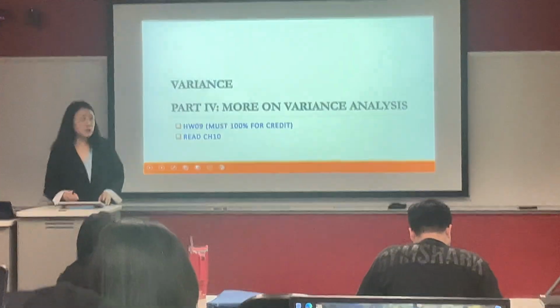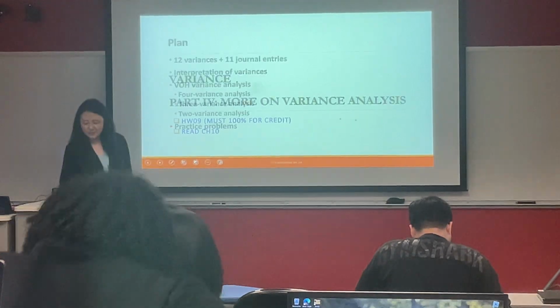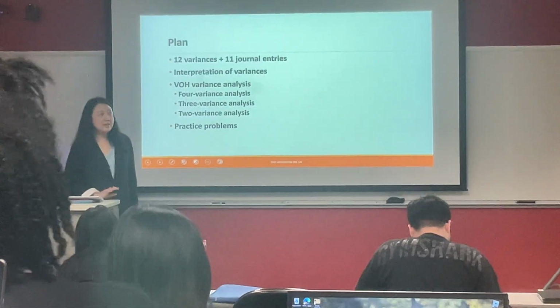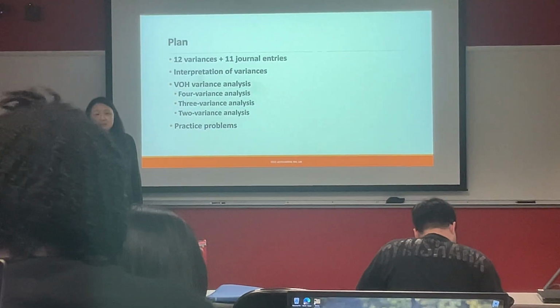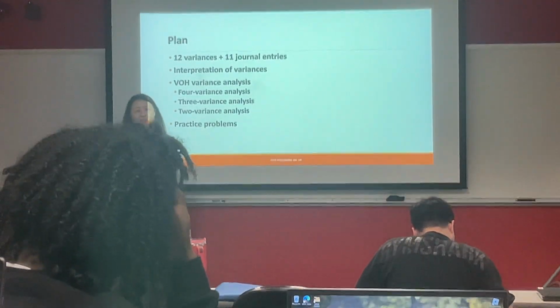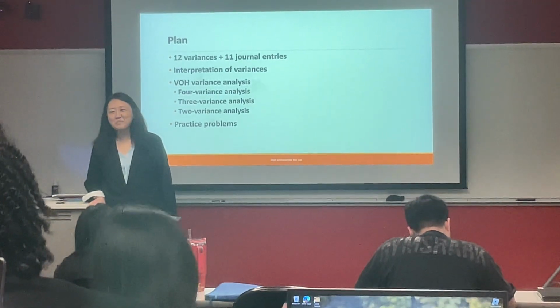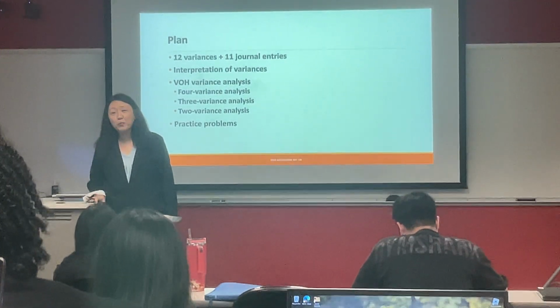We're going to do partially review, partially practice, and partially some concepts. This is only 12 variances. You have the 12 variances and 11 journal entries. So you notice I'm like an accountant, right? I keep my numbers straight, okay? So it will help you.